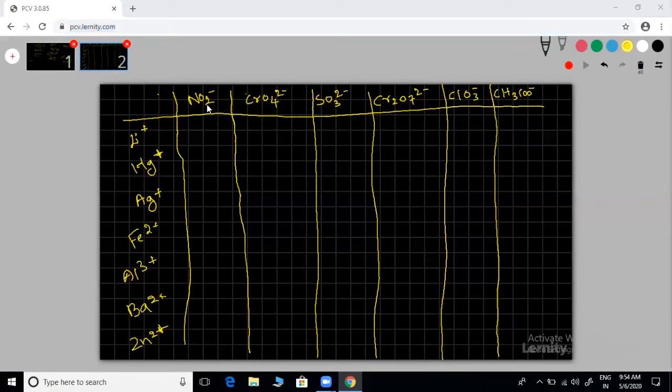The first one is nitrite, NO2 minus. Next, chromate. SO3 2 minus, the name is sulfite. Dichromate. ClO3 minus is chlorate. Chlorate is the name of ClO3 minus. This is acetate, already given, CH3COO minus. Now write the formula followed by names.